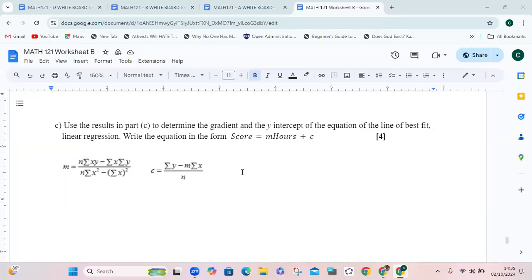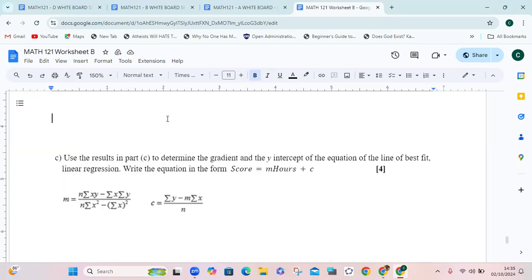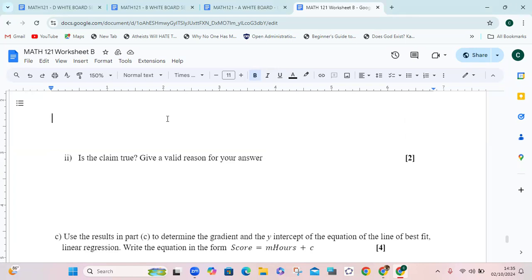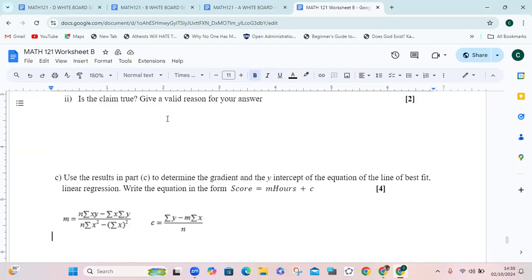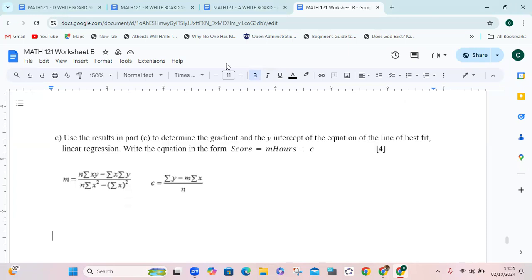So in this video, we are going to discuss Worksheet B number 13, part C. It says use the results in the previous part that we did, part C1, to determine the gradient and the y-intercept of the equation of the line of best fit, linear regression, and write the equation in the form score is equal to m times hours plus c.